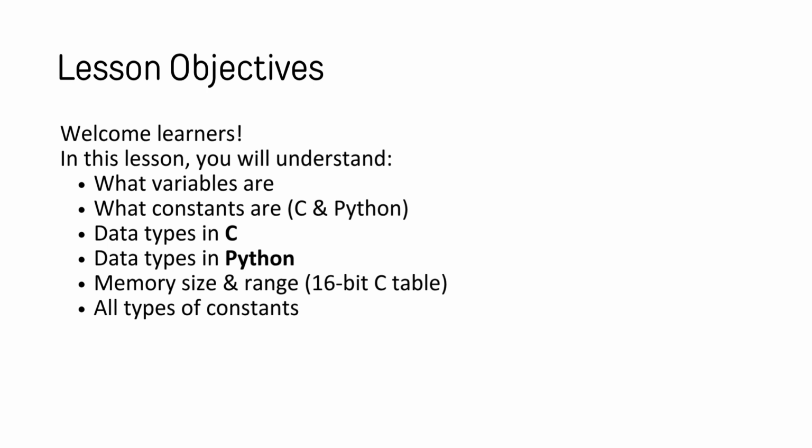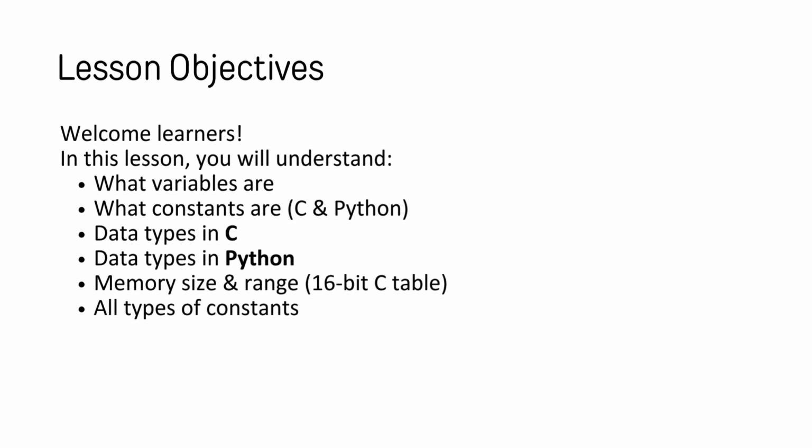Then we will move into the data types in C, including integer, floating point, character, and more. We will also learn about their memory size and range in a 16-bit machine, which is especially important for low-level programming. After that, we will explore data types in Python. You will discover how Python handles numbers, strings, booleans, and complex structures, and why Python's data types are flexible and powerful. Finally, we will look at the complete memory and range table for C data types on a 16-bit machine, along with all types of constants used in programming.